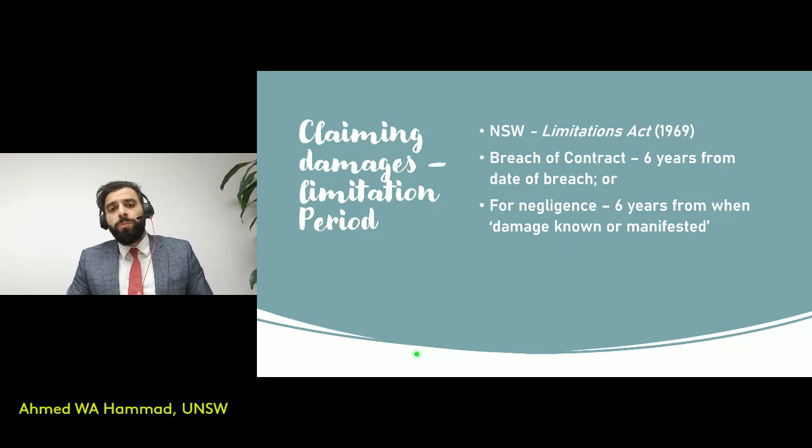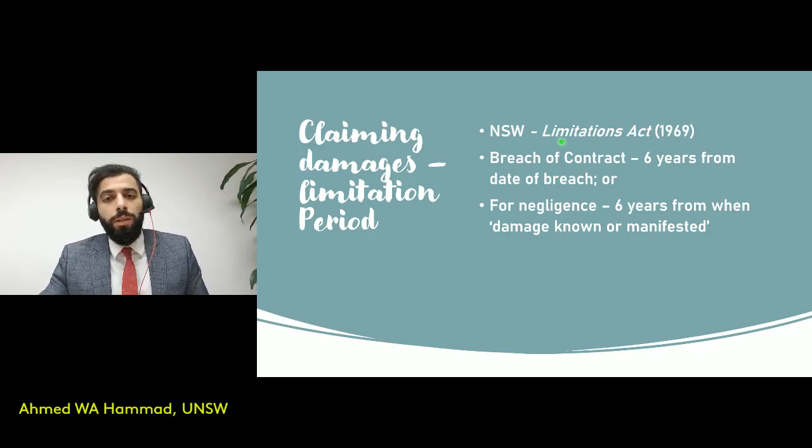Third issue is regarding what is referred to as the limitation period. So what is the limitation period? It's the period after which the right to claim for damages would be extinguished, specified in statute. So the relevant statute over here is the Limitations Act 1969. For breach of contract, so in contract law, you're looking at 6 years from the date of breach. If you're looking at torts, so negligence, it's 6 years from when the damage is known or manifested.